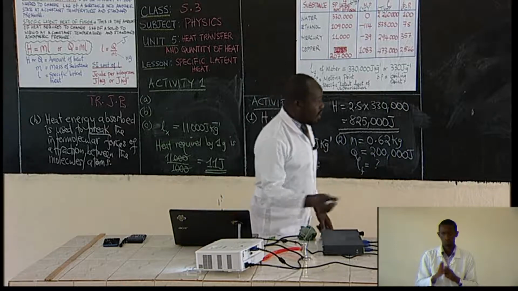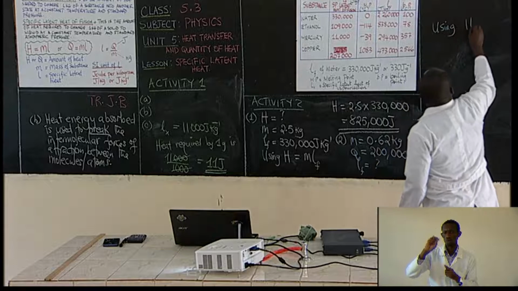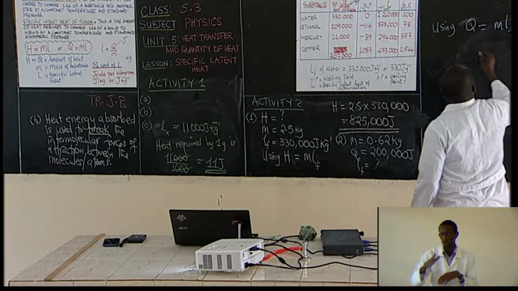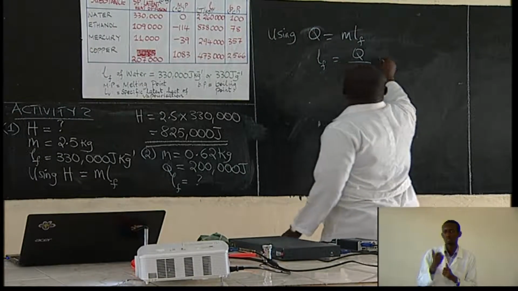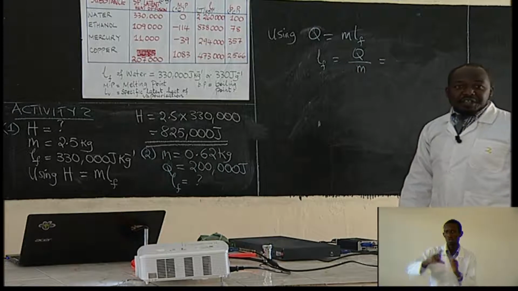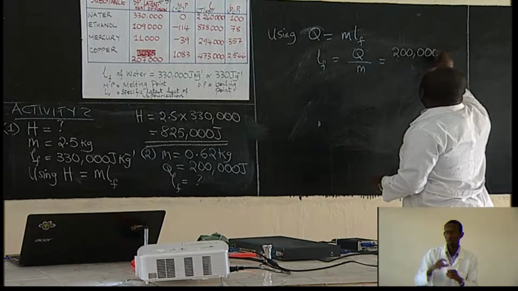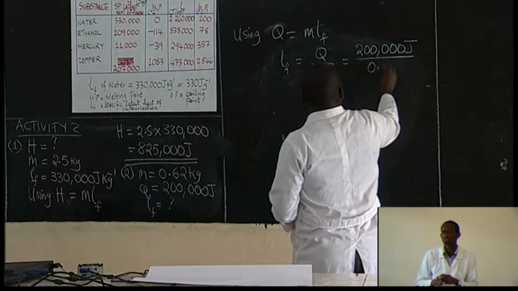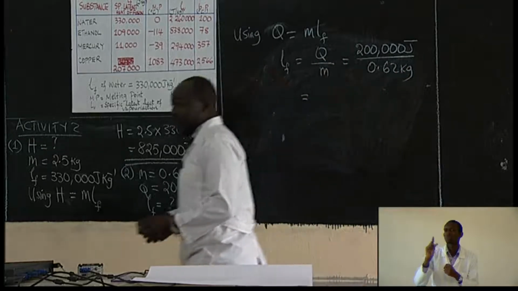So again, you go ahead and state your formula. So using H, okay, Q is equal to MLF. So LF will be equal to Q out of M. I hope that is very easy. And our Q is 200,000. The unit is joules, and M is 0.62 kilograms. So when you work this out, what do you get?